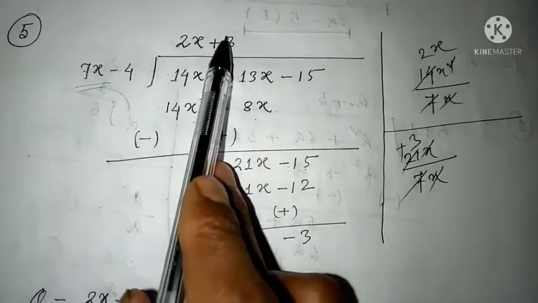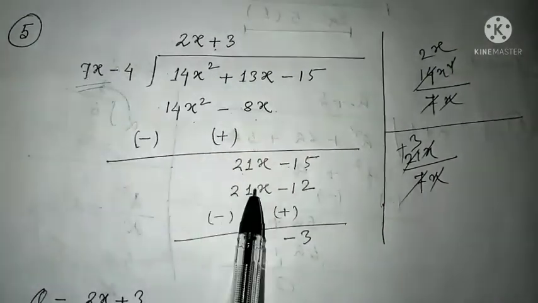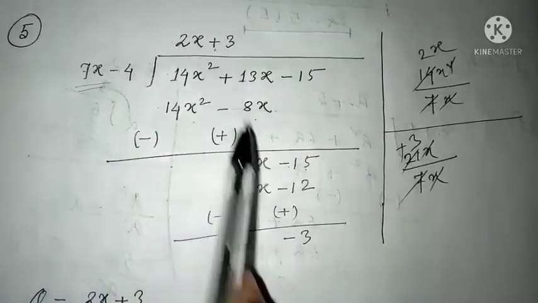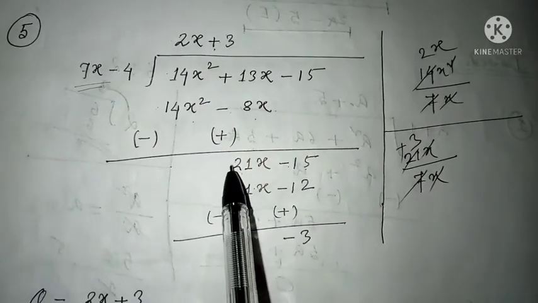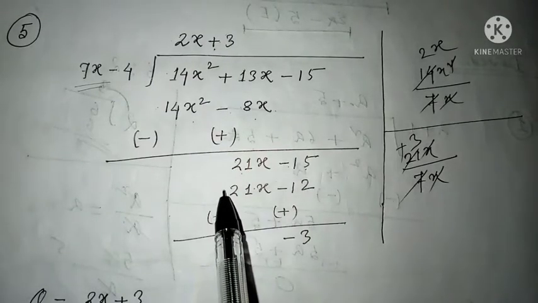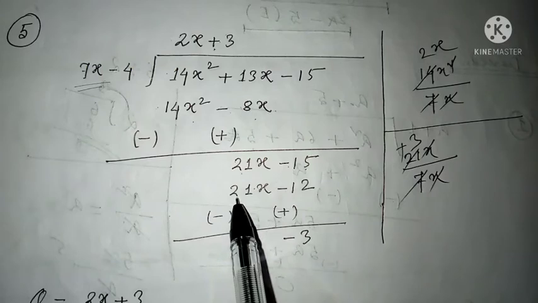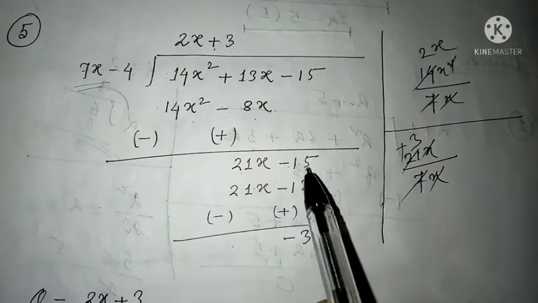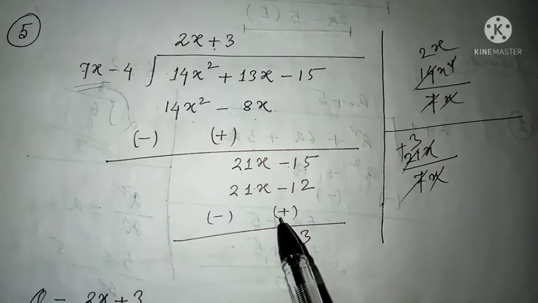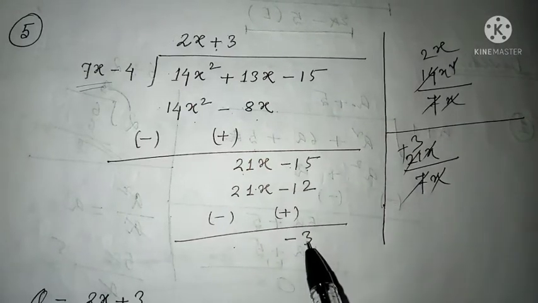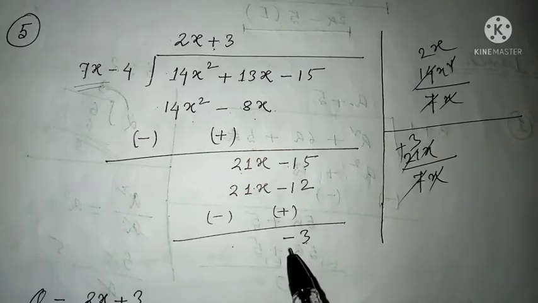Now multiply 3 into 7, 21x, minus into plus, that is your minus. 3 into 4, that is your 12. Then both are plus, but you have to assume this downside one is minus 21x. Minus 21x, that is your 0, no need to write here. That is your minus 15 plus minus 12 here, but you have to assume it as plus 12. Now 15 minus 12 is 3, 15 is the bigger quantity, that is your minus 3.